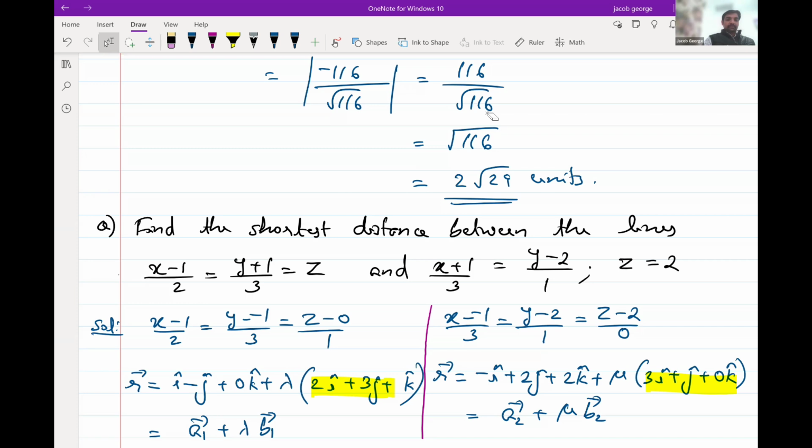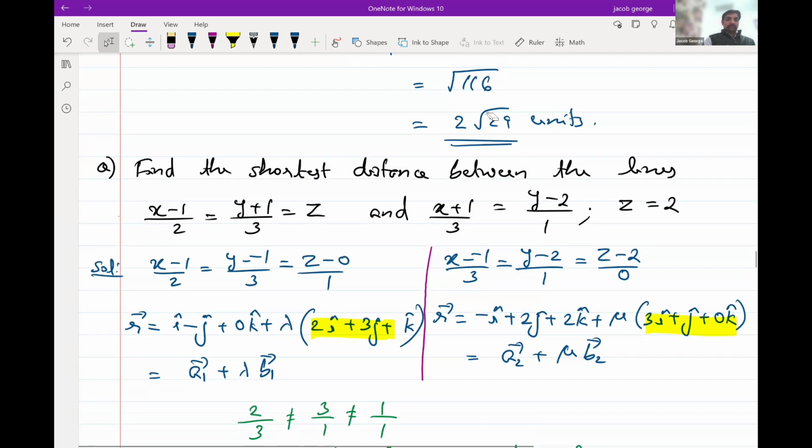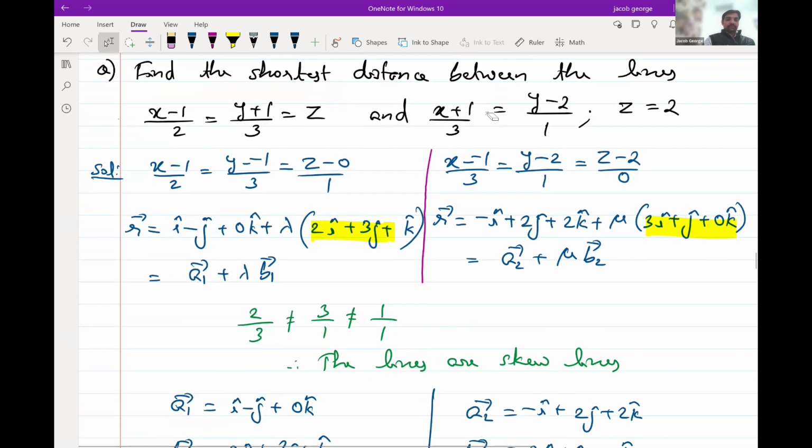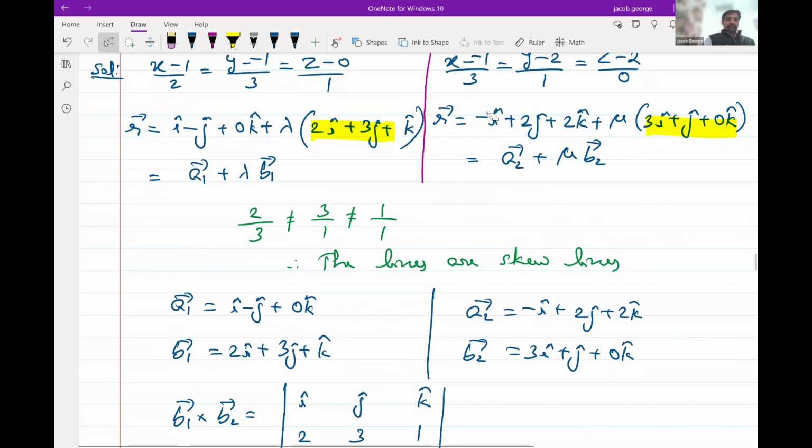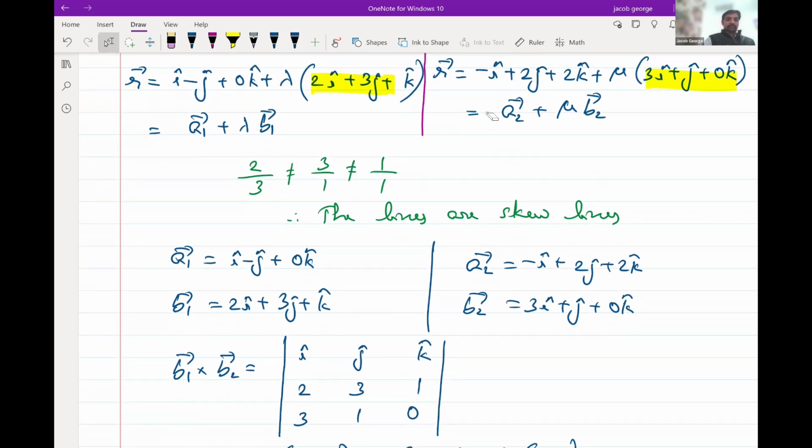Yes. Then we have to write a1 vector, a2 vector, b1 vector and b2 vector. And these are skew lines because the ratios are different. Even this step you must not forget. It may be parallel or it may be skew lines. We have to identify that properly. For skew lines, we apply this form. After writing a1, a2, b1, b2, you know how to proceed. b1 cross b2, yes.